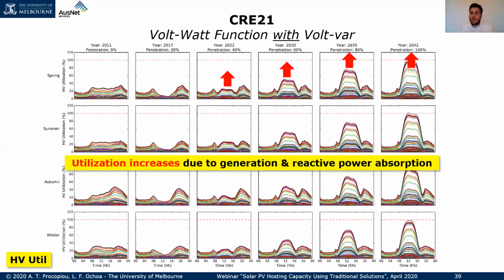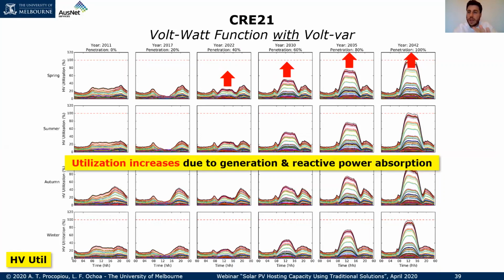And therefore, the combination of active generation in the network, which increases the current flow, with the absorption of reactive power that is also increasing the current flow, creates a combined effect where we can see the utilization level of the assets increasing. And in this particular case, we're seeing that we might, at some times, see assets being overloaded.